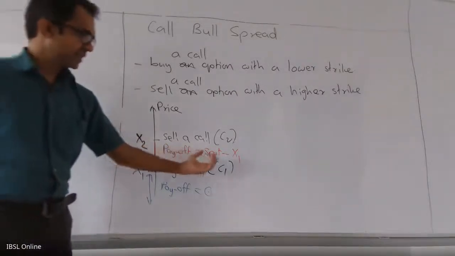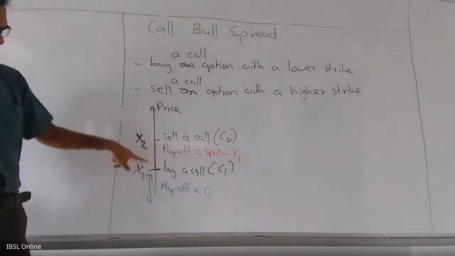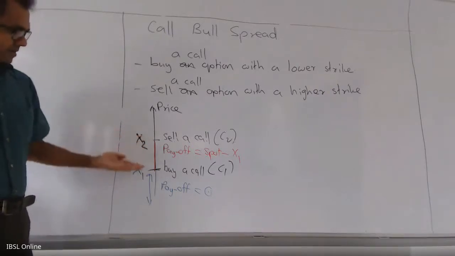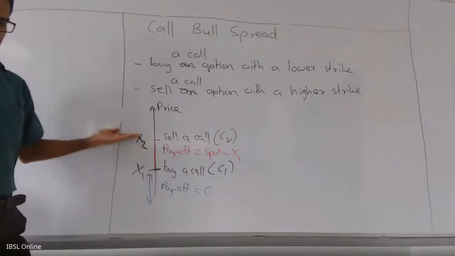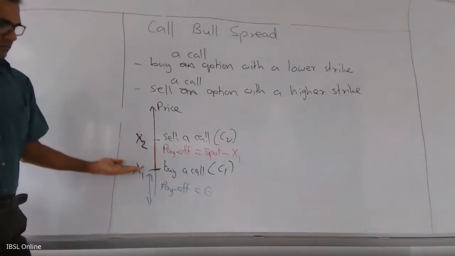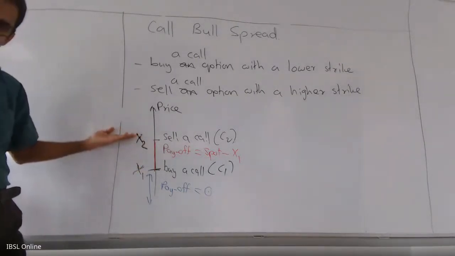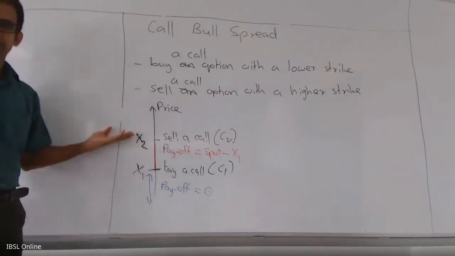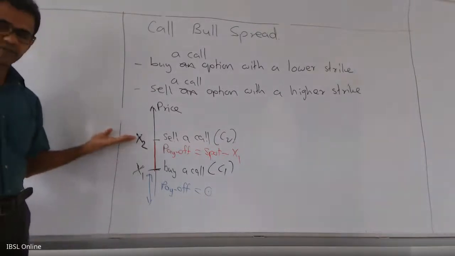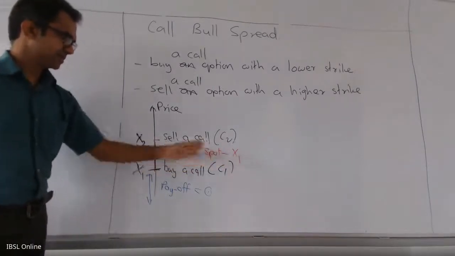Still, you will get this difference, x2 minus x1, because x2 is higher than x1. That means when the market price is higher than your strike, you will exercise your right. Whether the buyer of the other call option will exercise his right or not is irrelevant, because there's no payoff. It's zero payoff at the money. So still you will get these.